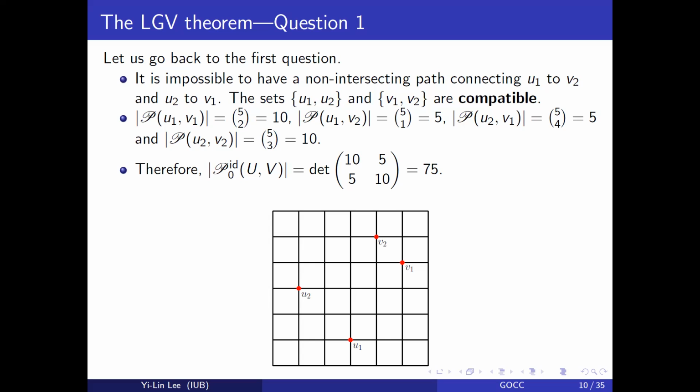Sorry, are we counting those intersecting pairs of paths as well in this? No. We only consider the non-intersecting paths, the number of non-intersecting. Yeah. So this manages to rule out those intersecting pairs where U1 goes to V1 and U2 goes to V2. Right. Yes. Okay. Thank you.